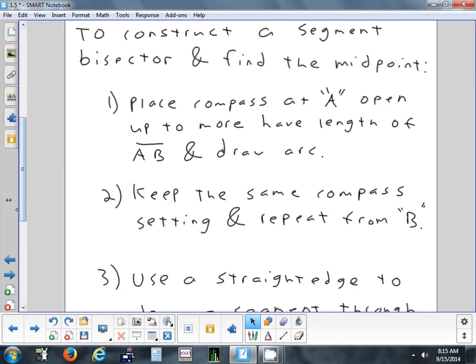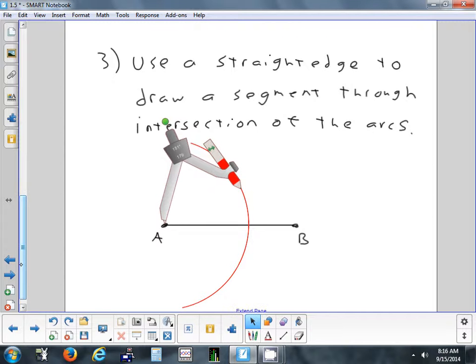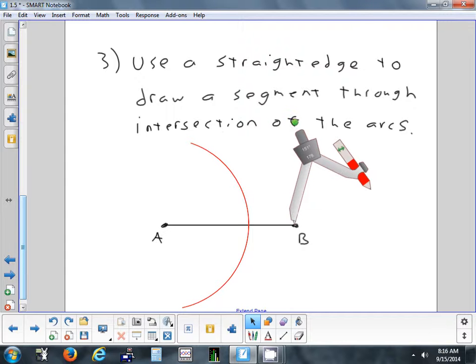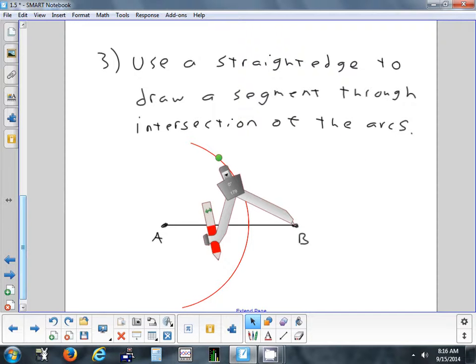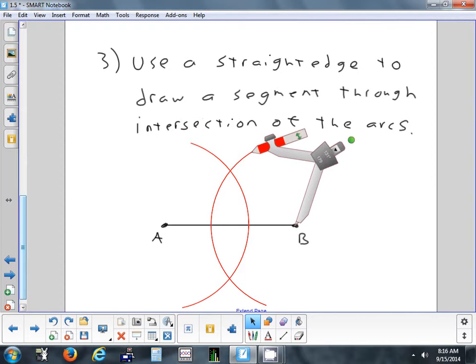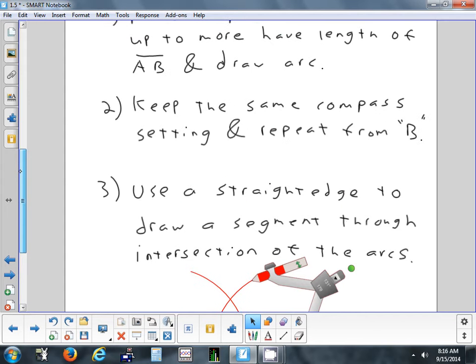Now, step 2 says I have to keep the compass setting the same. Don't change the width of it. If you change the width of it, we have to go back and start over. Keeping the compass the same, now put it on point B, and I'm going to draw an arc from there. Let's see if I can switch. Yeah, that's what I want. I just switched it around. So now I'm going to draw my arc here. All right, so that's step 2.